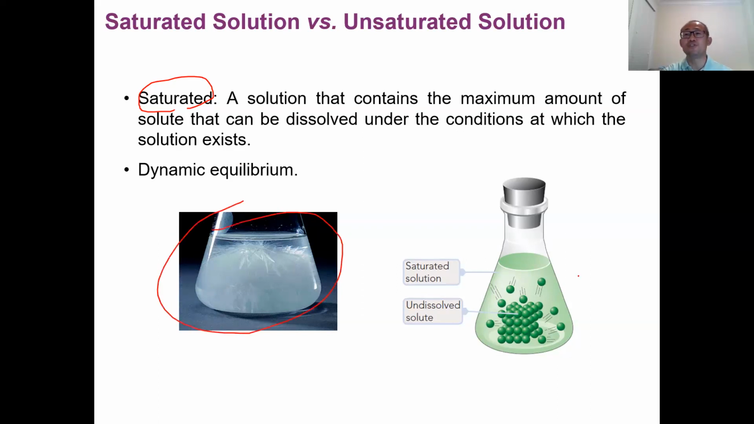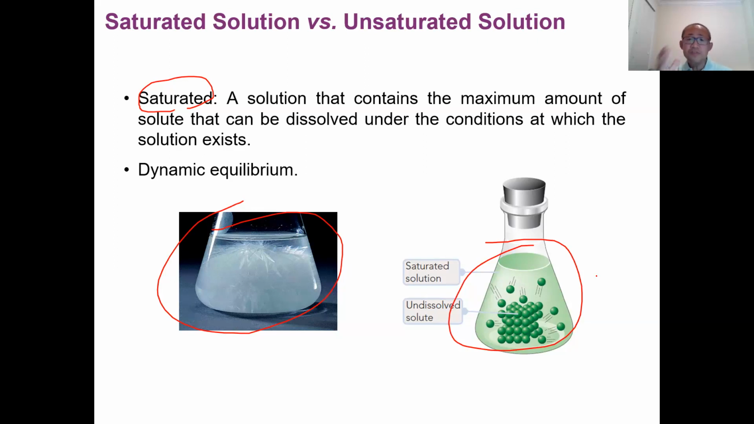A saturated solution will look like this. That's how you know. You even have some undissolved solid shown. That means what? It means the solution already dissolved the maximum amount. Okay, you have some undissolved solute showing up. That means the solution is saturated.